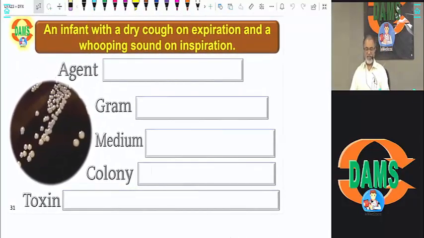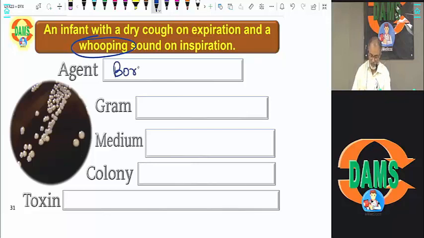Yes, infant with dry cough on expiration and a woofing sound. Yes, everybody knows. What is the agent called? Bordetella pertussis. Excellent. Gram-negative, thumbprint appearance.